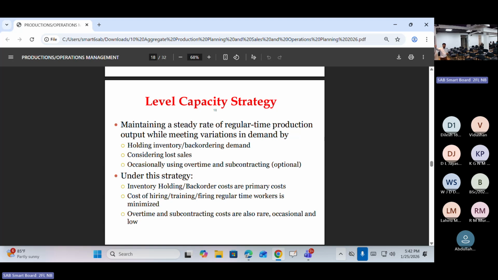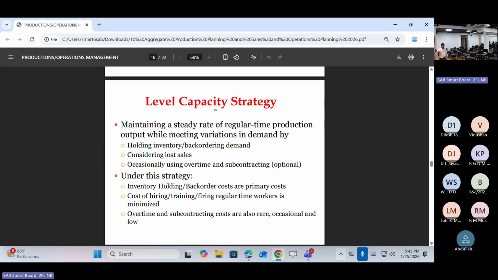And in certain situations, they are ready to consider lost sales as well. If required, they might use other options like overtime or subcontracting. But the main option is maintaining steady production. If a company follows that strategy, the main type of cost applicable in addition to the production cost is inventory related costs, because they maintain inventories. I will explain it. Inventory related costs, and if back ordering is considered, such costs are also applicable.